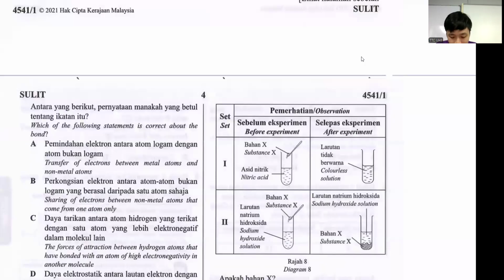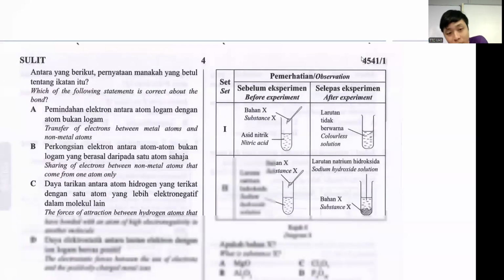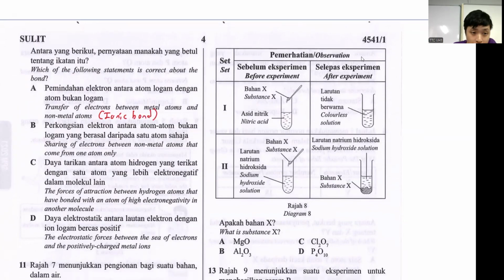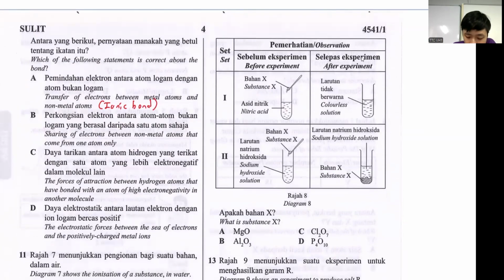So which one is the correct statement? A, transfer of electrons between metal atoms and non-metal atoms: no, this is ionic bond. B, sharing of electrons between non-metal atoms where the electrons come from one atom only: correct. This is the keyword. The contribution comes from one atom only.